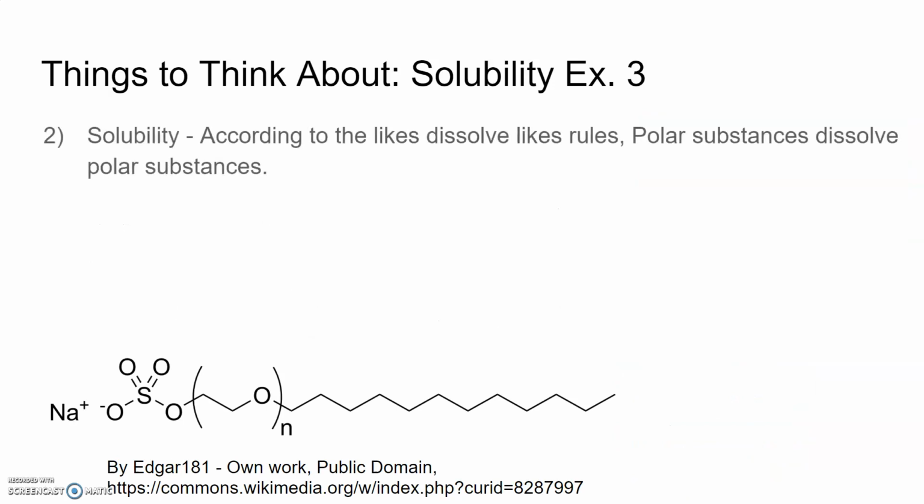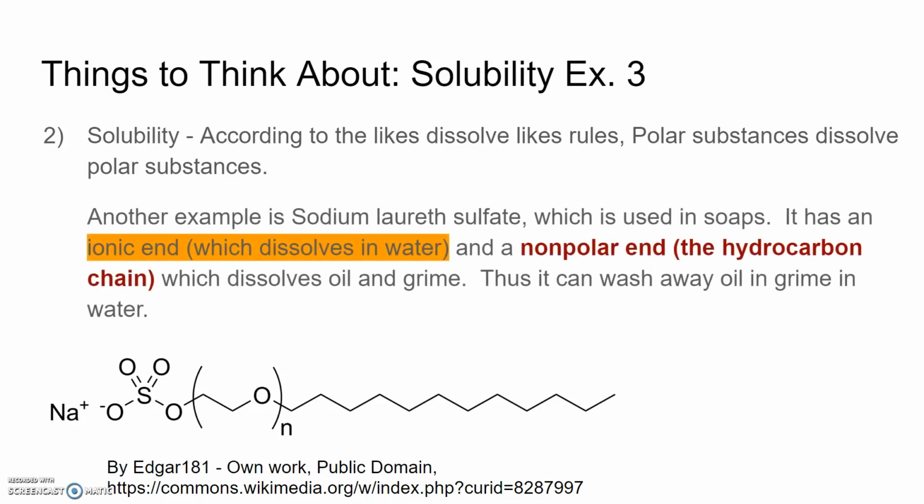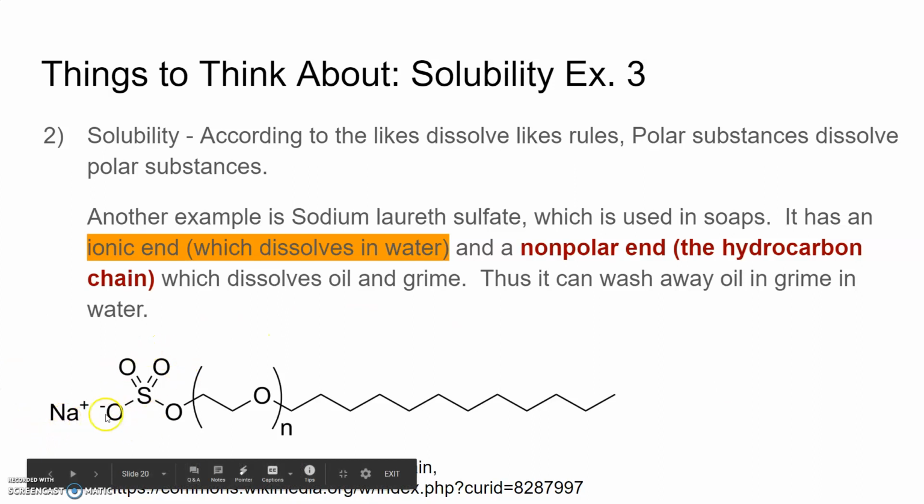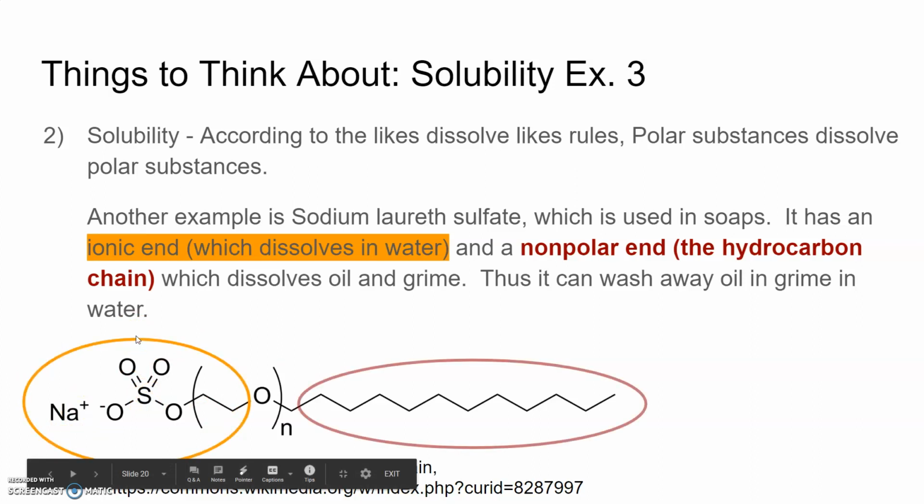Another example, this was the last one for solubility, involves sodium lauryl sulfate, which again is used in soaps. And one thing that's important about sodium lauryl sulfate, it has an ionic end. So you see the metal here, sodium, and the nonmetal. And you notice that you have your cation and your anion. So that's my ionic end, which will dissolve in water.